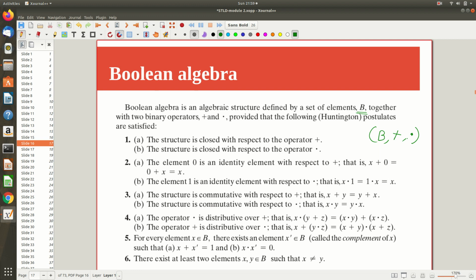So we need a set and two operators plus and dot, and the first requirement is that the underlying structure, that is this algebraic structure, should be closed with respect to plus, right? And it should also be closed with respect to dot. You already know what the closure property is, right? Closure property with respect to an operator: take two elements a and b from this set B. This is something we saw in detail in our first module.